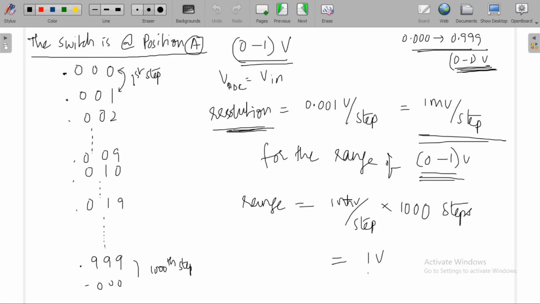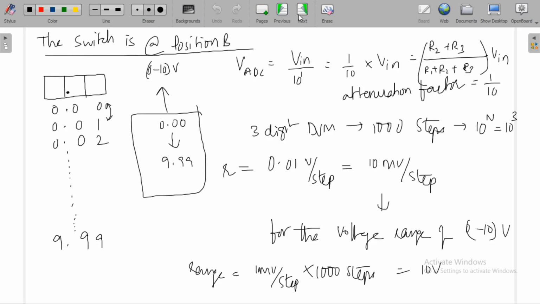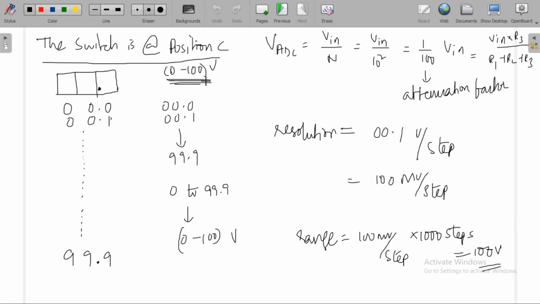The resolution of a 3-digit DVM for the range of 0 to 1 volts is also 1 millivolt per step. The resolution of a 3-digit DVM for the selected range is 10 millivolts per step. The resolution of a 3-digit DVM for this selected range, that is 0 to 100 volts, is 100 millivolts per step.